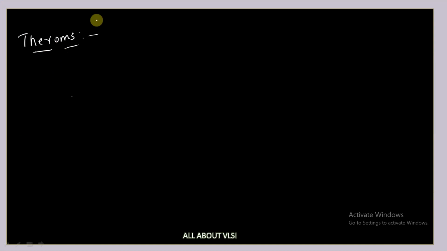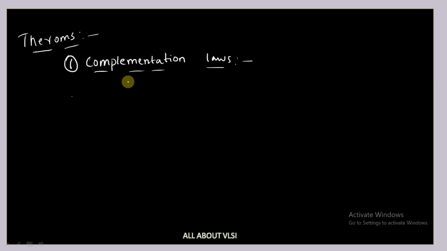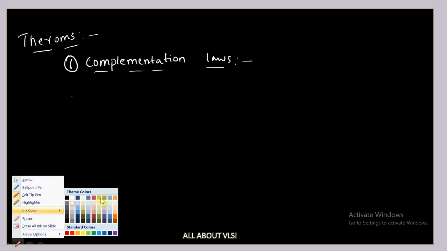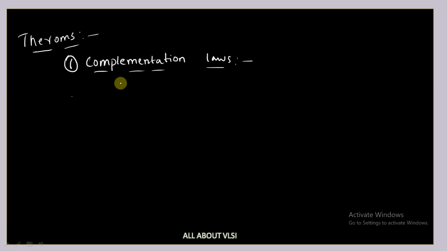Okay. So we have different types of theorems in Boolean algebra. First, I'm going to discuss only the important ones. The first one is complementation laws. No need to remember any name of this. Just remember the concept. So the first type of theorem is known as complementation laws, and we have different types of them. Let us see one by one.